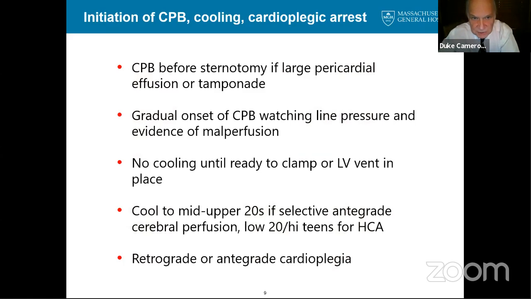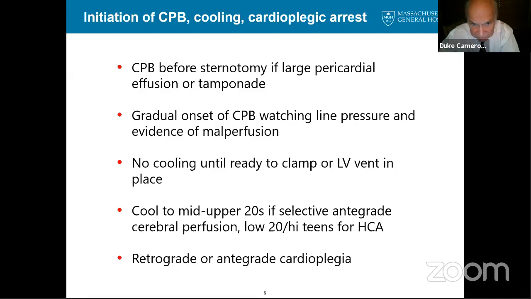When you initiate cardiopulmonary bypass, do it gradually. Don't take all the volume off the patient and then bring the flow up. Start the flow at a low level and bring it up and watch the pressures in the leg and the two radial arteries, because a patient who may not have malperfusion before, when his heart is pumping blood antegrade, may develop malperfusion as you start to retrograde perfuse. Even when you're perfusing the axillary artery, the pattern of perfusion may change. So go on gradually. And if there's a large pericardial effusion or tamponade, consider being on bypass before you even make the sternotomy.